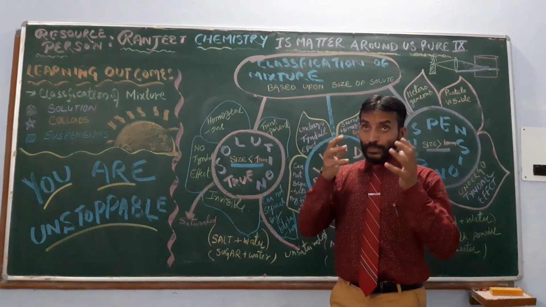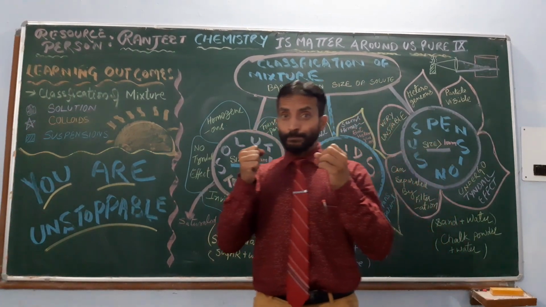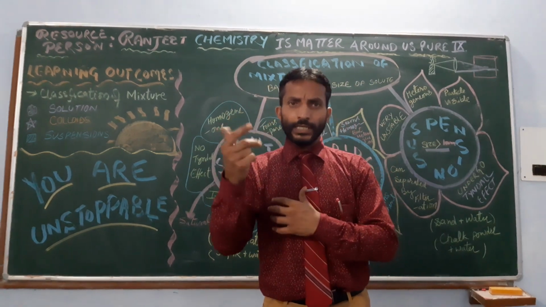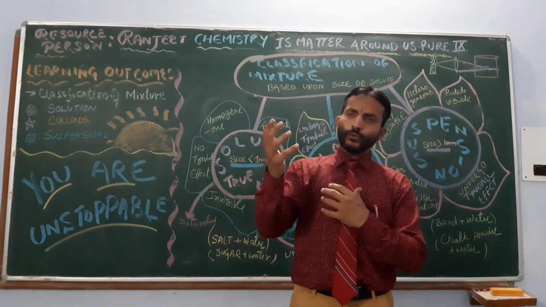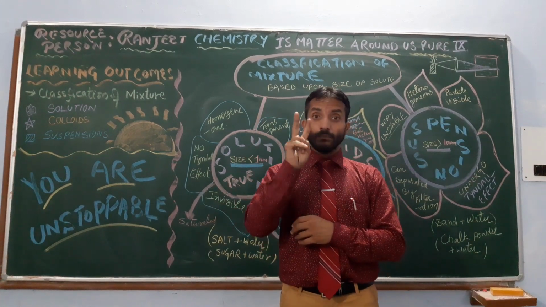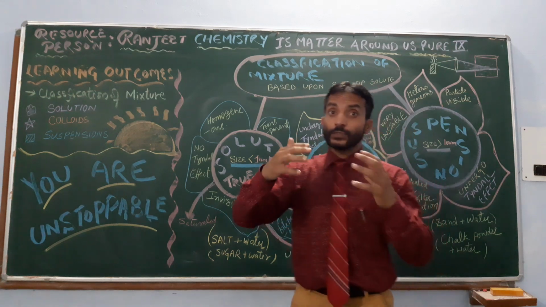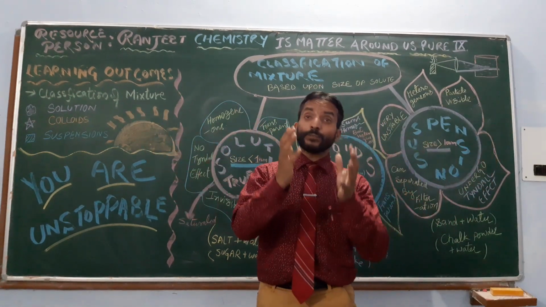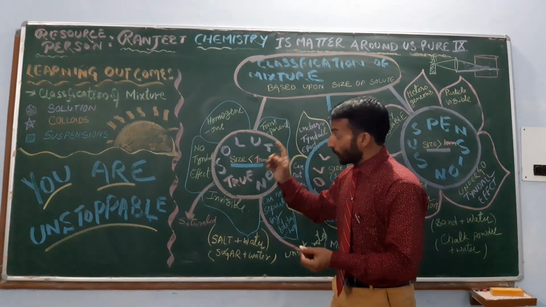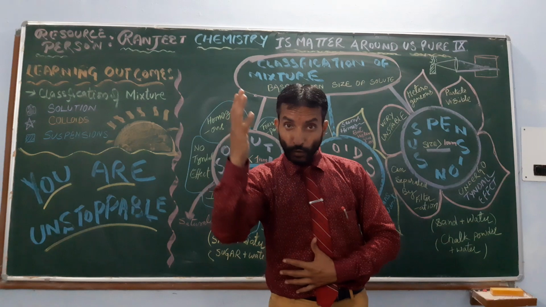Dear students, when we mix components to form a solution, there can be two components, like salt in water, or three, like salt, sugar, and water, or four. When there are two components, it is known as a binary solution. One is the solute, another is the solvent. That component present in the small amount is known as the solute, and the one present in the large amount is known as the solvent.